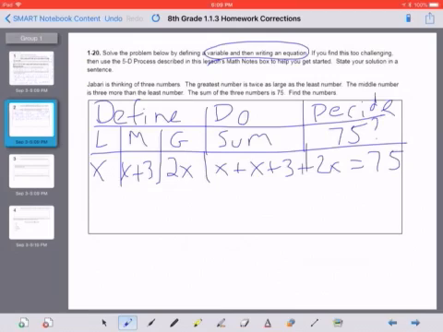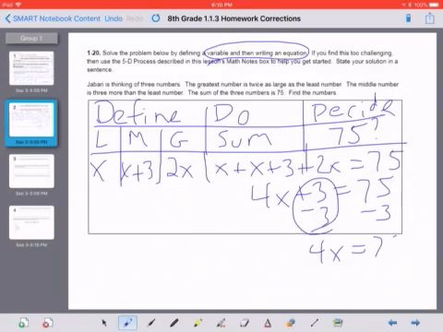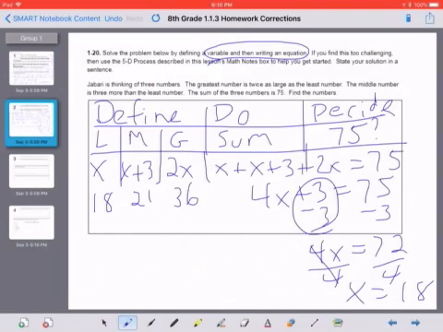So I know I have 4 x's, 1, 2, plus 2 would be 4x, plus 3 is going to equal 75. I'm going to subtract 3 from both sides to get 4x equals 72, and then when I divide by 4, I get that x equals 18. So I know that my least number is 18. 18 plus 3 is going to be 21, so my middle number is 21. And then 18 times 2 is 36, so my greatest is 36.